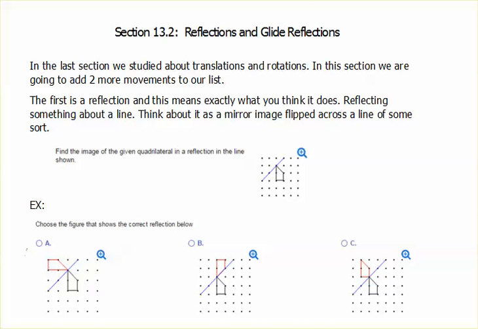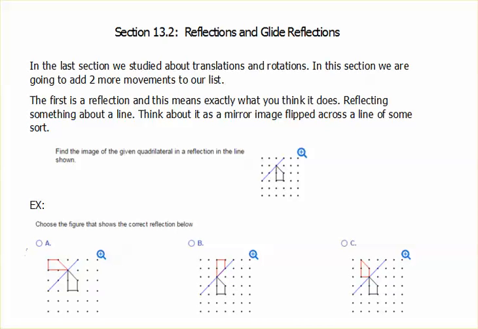Okay, in the last section, we talked about translations and rotations. Just to jog your memory, translations were where we slid an object right or left, or maybe up or down. And then we had rotations, where we moved it through an angle, so we sort of twisted it. In this section, we're going to add two more movements to our list. We're really going to be focusing on one and just briefly talking about another.